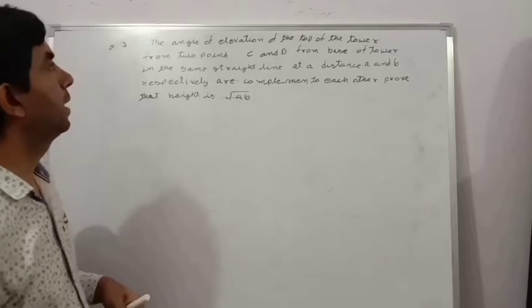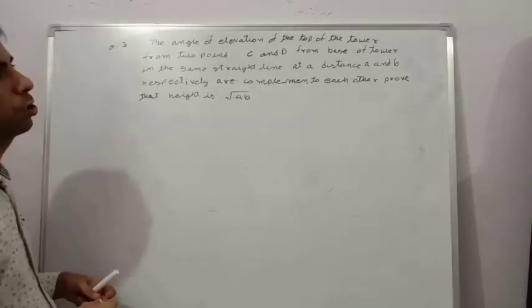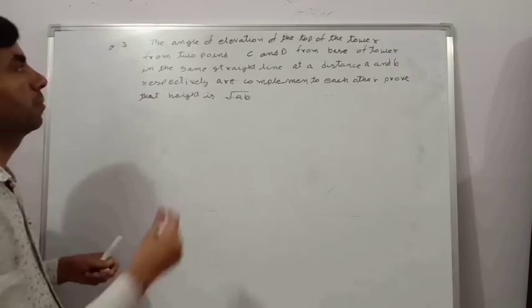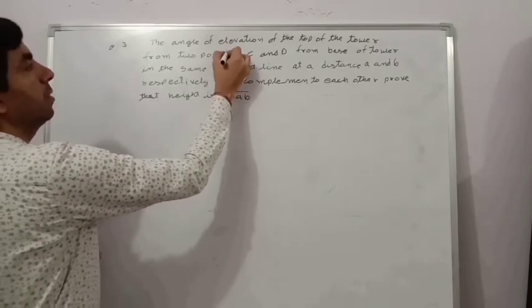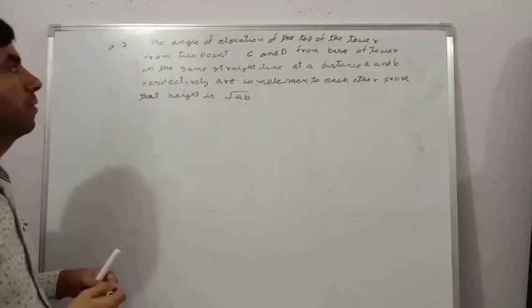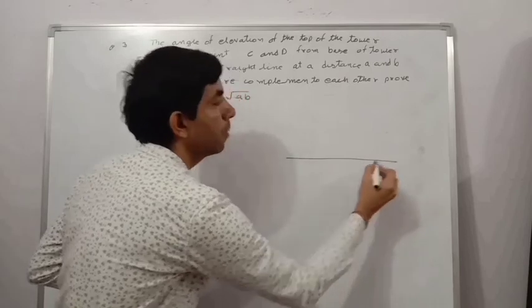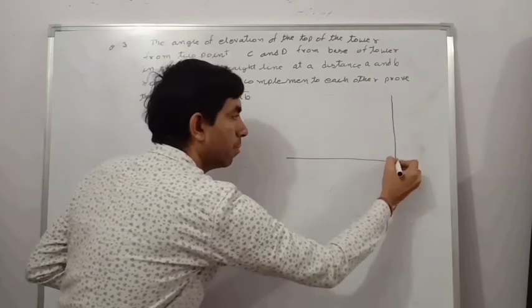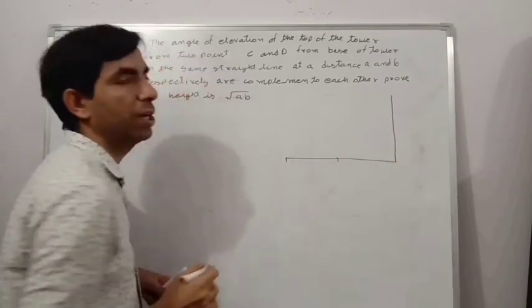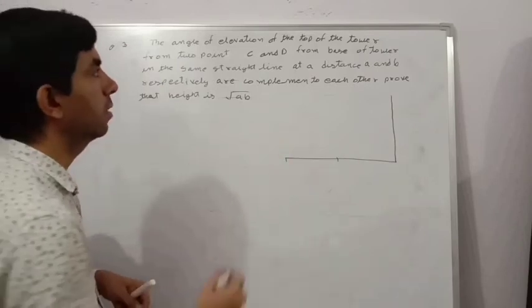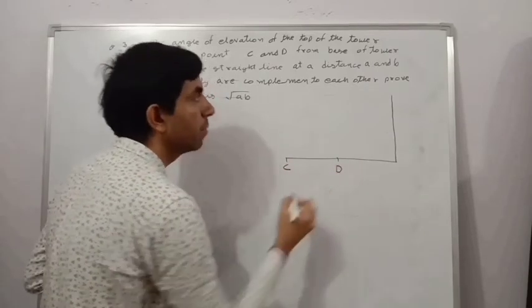In this question, we are given the angle of elevation of the top of the tower from 2 points C and D from the base of the tower in the same straight line. This means the tower and these 2 points are on the same straight line. Those points are C and D.